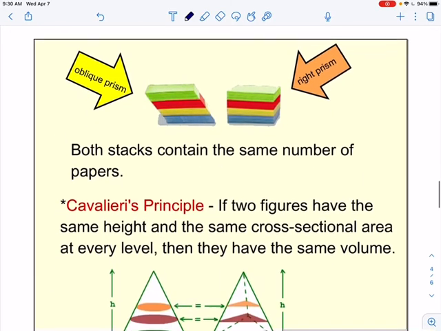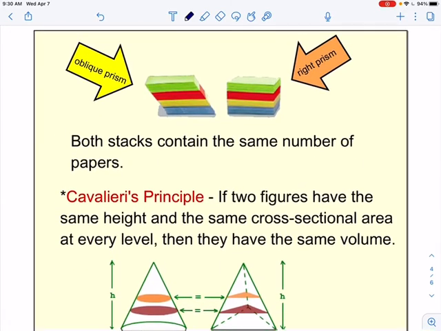And of course, now we're just going to take this a step further because you have seen volume before. We're going to talk about something called an oblique prism. So what's the difference between an oblique prism and a right prism? With a right prism, your height is going to be perpendicular to the base. With your oblique prism, it's like the Leaning Tower of Pisa.